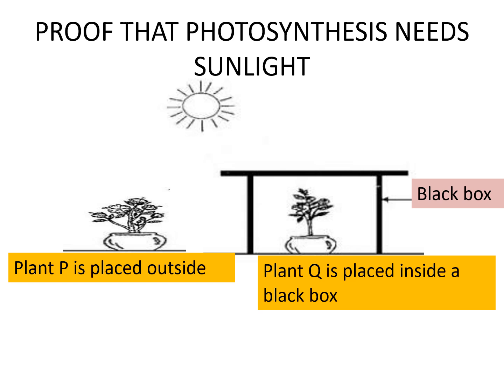Now let's prove that plants also need sunlight to do photosynthesis. Okay, let's do another experiment. Okay, we use 2 plants of the same type, plant P and plant Q. Plant P is placed outside while plant Q is placed inside a black box. A black box means that plant Q cannot get any sunlight.